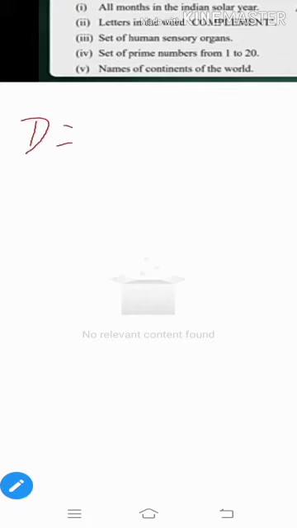D is equal to prime numbers between 1 to 20. The first prime number is 2. After that 3. After that 5. After that 7. After that 9, no, 9 is not a prime number.